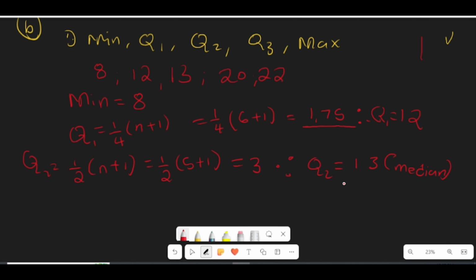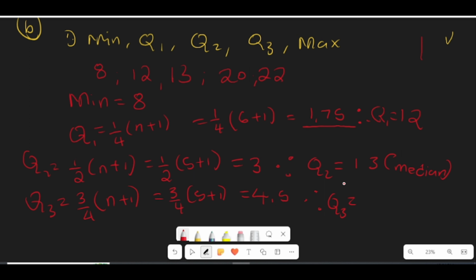Okay, let's go ahead and look for Q3. Q3 is equal to 3 over 4 times (n plus 1). This is the position. Therefore, we are going to have 3 over 4, which is 5 plus 1, that is going to be 6. 6 times 3 is going to give us 18. 18 divided by 4 is going to give us 9 over 2, which is equal to 4.5.